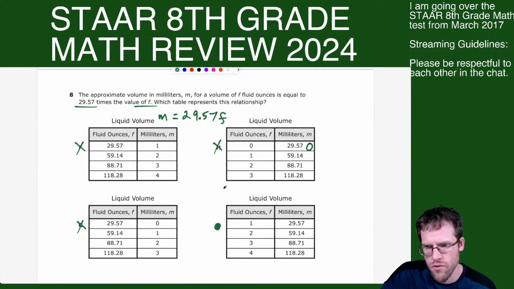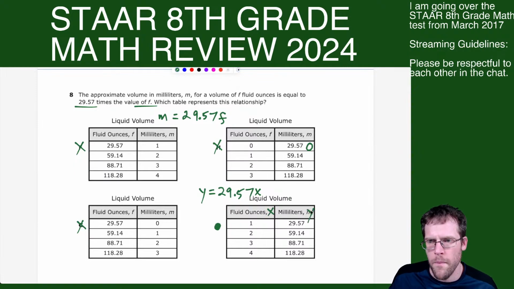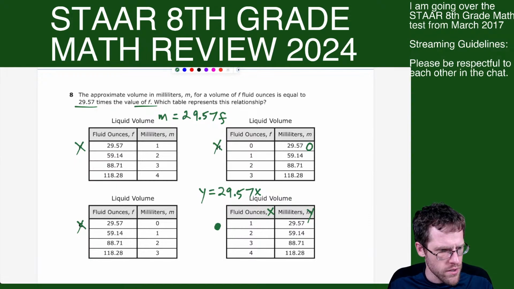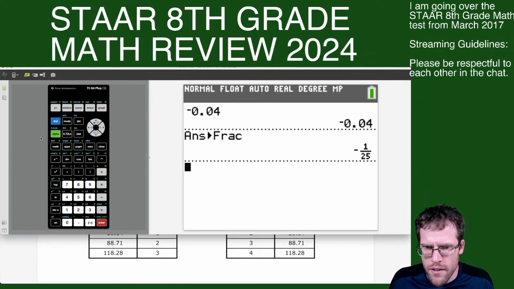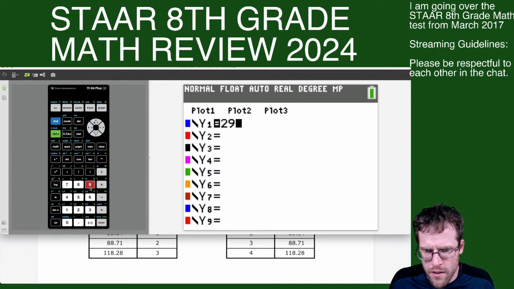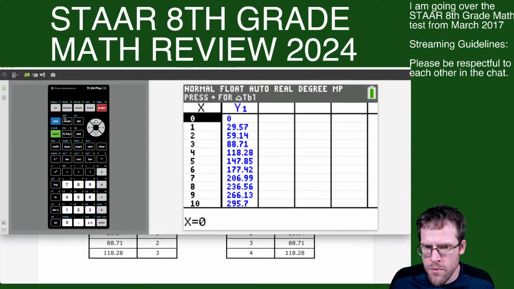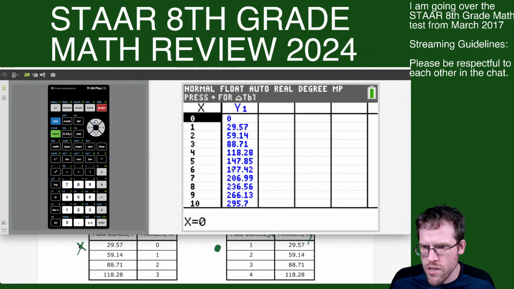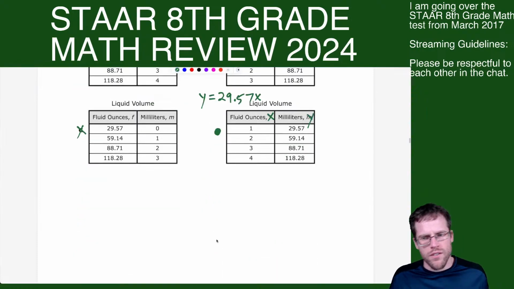And this one you could also just graph, like, graph y equals 29.57 times x and see that it gives you the same thing. The only thing different would be I would call this x and I would call this y. All right, so if you'd rather use the calculator and just set up an equation, you could do that. You could say y equals 29.57 times x. And I go to the graph, the table, I press second graph. And you see I get 0, 0, I get 1, 29.57, all the way down to 4, 118.28. So definitely that last answer choice.